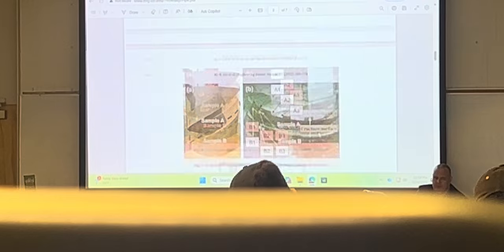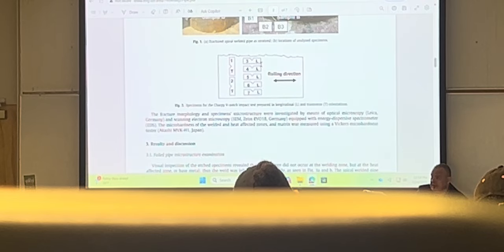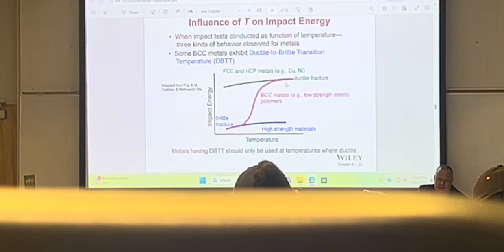But here's an example for you of the use of the Charpy impact test. How is this measured? Well, exactly the same way. You take a sample, you put it in liquid nitrogen, boom, you measure the impact energy, then you do it at room temperature, then you heat the sample, stuff like that.